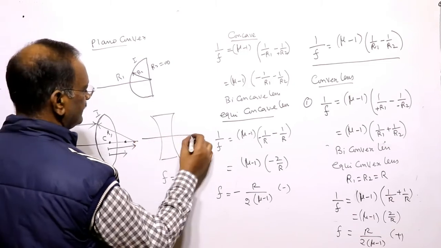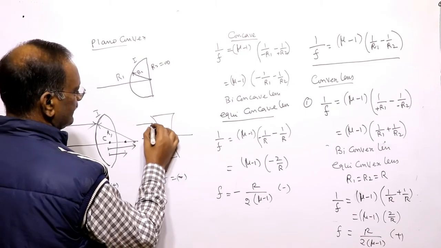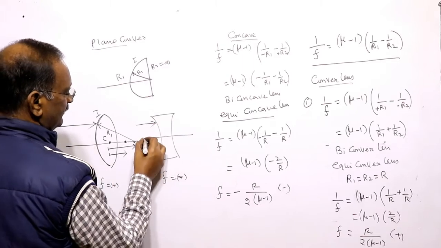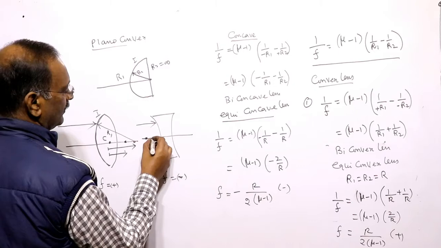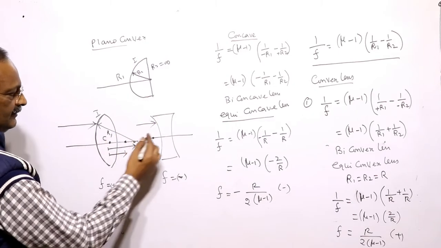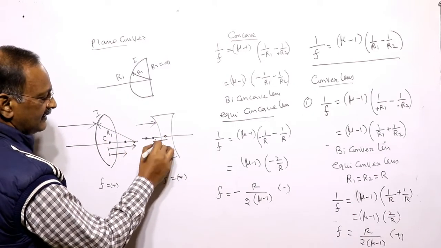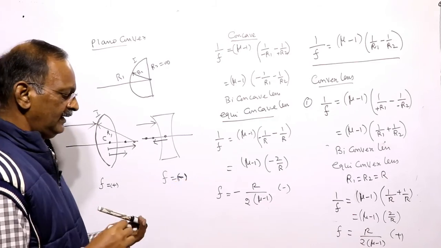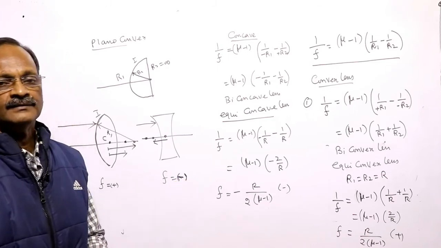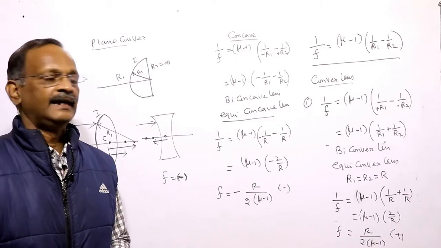For a concave lens, this is a concave lens. This is the first surface, the ray striking here. For the first surface, the radius of curvature will be here, and the focus will also be here, on this side. So it is measured from this direction. That is why the focal length is negative. This is the shortcut way to remember. There are other ways to remember also, but this is the easiest way.